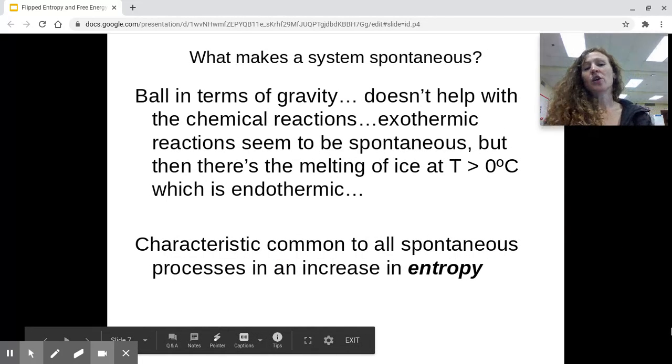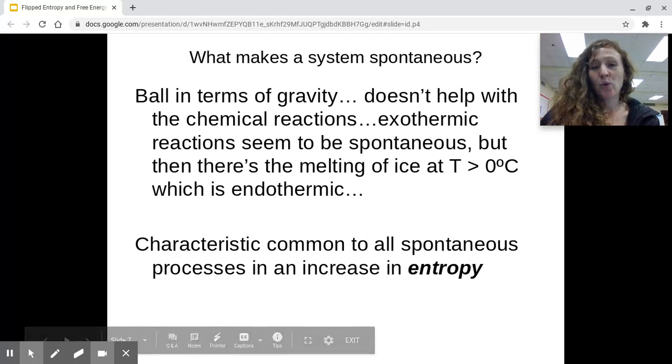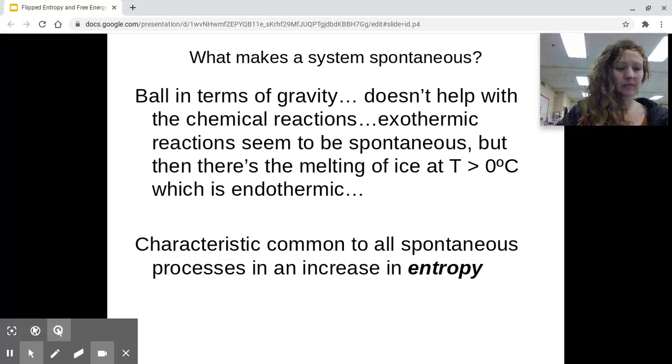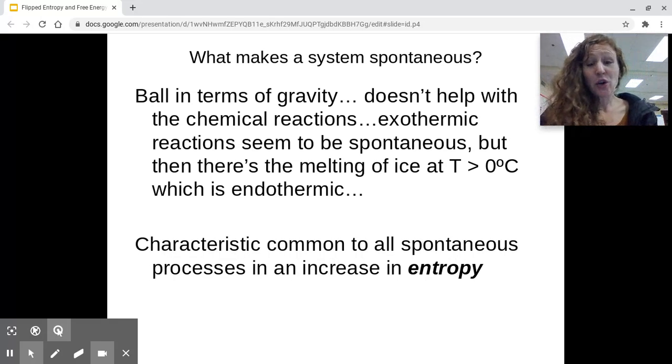All right, so next question. So now we can kind of divide it into spontaneous or non-spontaneous, but what makes a system spontaneous? Well, that is an excellent question, and I'm so glad you've asked. All right, so we can start this discussion by talking about enthalpy. We just talked about enthalpy for a whole chapter, right? And enthalpy certainly seems to have an effect on whether something is spontaneous or not, right?